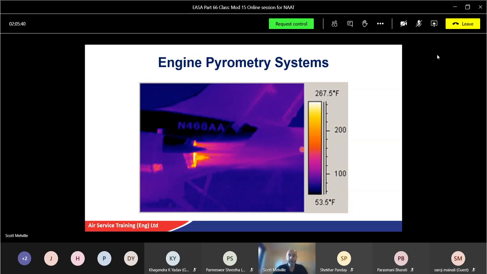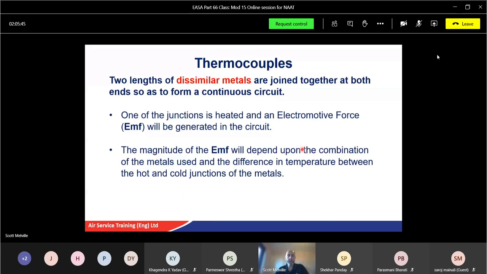We use what's called pyrometry systems. So thermocouples, these are the sensors that will actually sense the temperature in the engine. A thermocouple is basically two lengths of dissimilar metals joined together at both ends to form a loop or a continuous circuit. One of the junctions is heated, that'll be where the actual gas is coming out of the engine, and that will make an electromotive force, or EMF. When you heat two dissimilar metals, you produce an EMF, and that will generate a circuit.